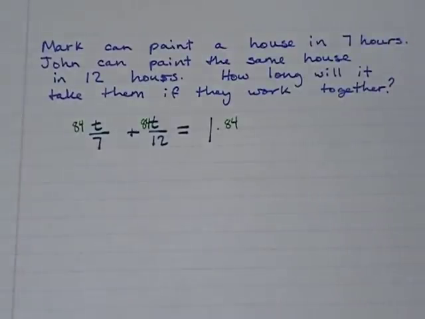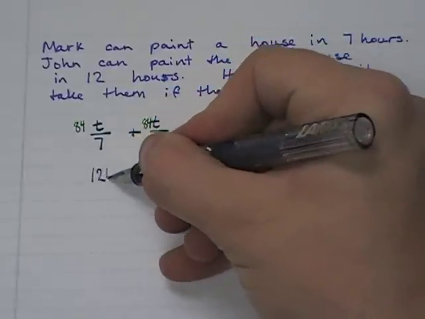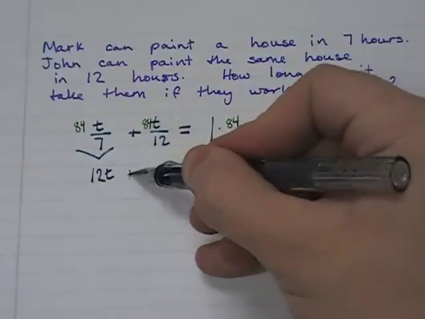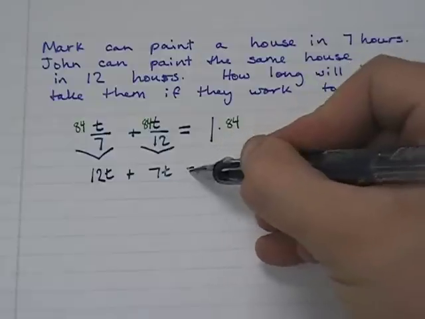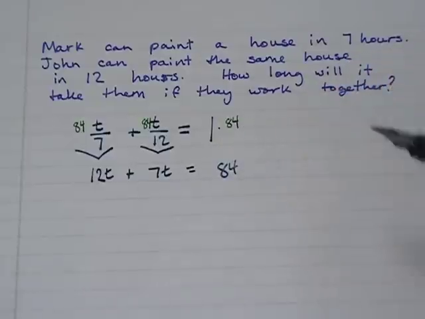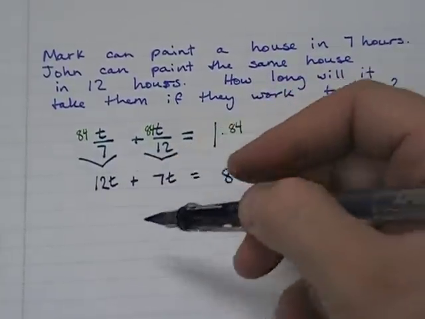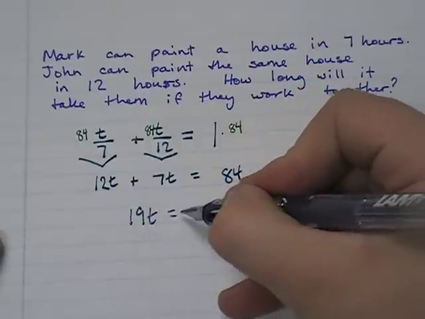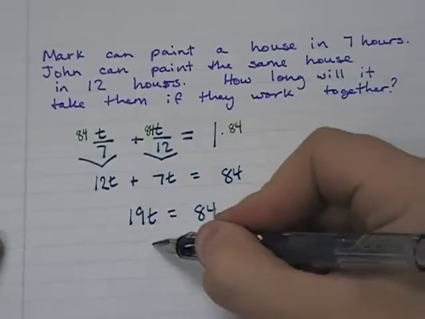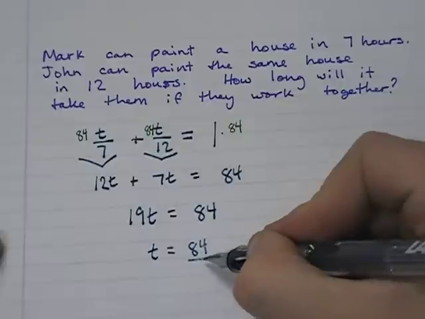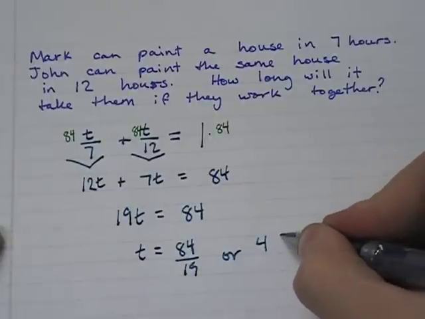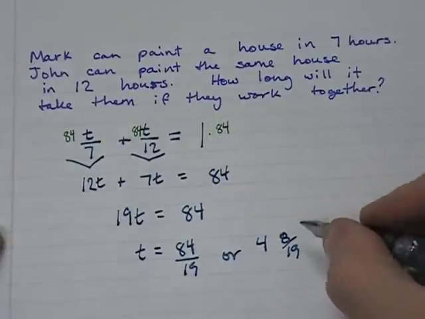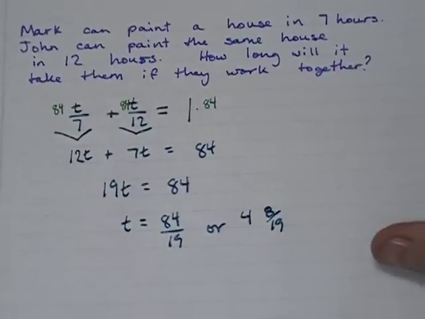Now, if I do that, 84 divided by 7 is 12. So I get 12t. And 84 divided by 12 gives me 7t. And 1 times 84 gives me 84. And 12t plus 7t makes 19t equals 84. Divide by 19 and I get 84 over 19, or I get 4 8/19.